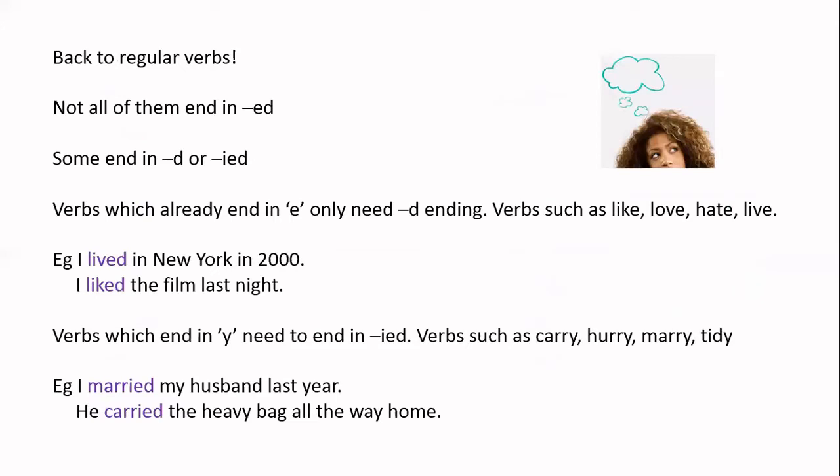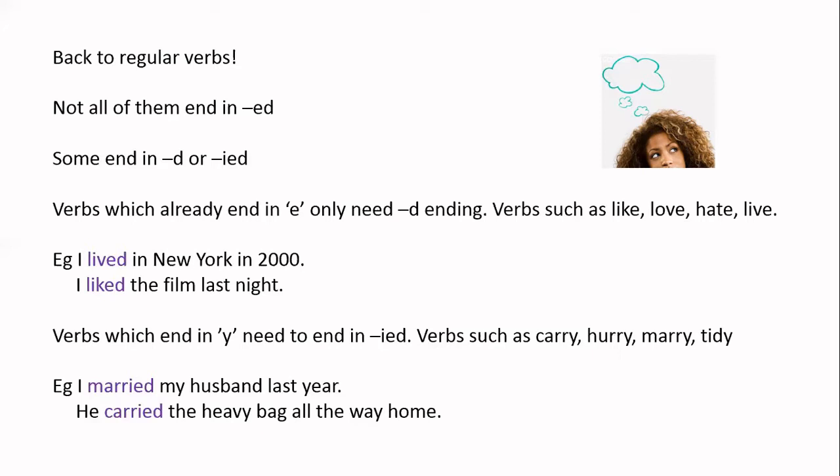So back to regular verbs. Now, as I said before, usually they end in ed, but not all of them. Some of them just end in d, or some of them end in ied. So verbs which already end in e only need a d ending. So verbs such as like, love, hate, live. Example, I lived in New York in 2000. Or, I liked the film last night.